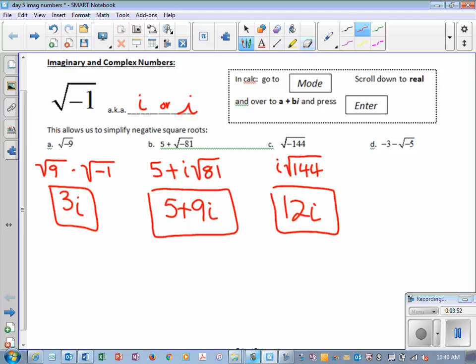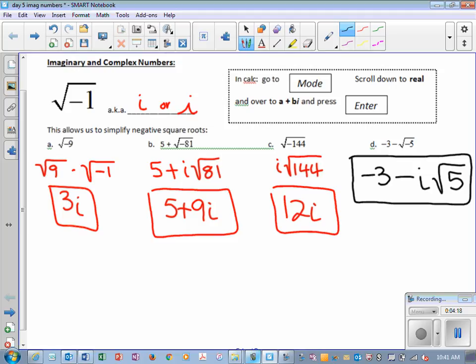So how about the next one? The real number part stays the same, -3 minus. I have a square root of -5. Do I have a negative inside the square root? Yeah, so then an i comes out, and then now inside I have square root of 5. Can I simplify square root of 5? No. If you put that in the calculator, do you get a nice pretty number? No, right? You get a decimal. And 5 is a prime, so that's it. That's all you can do. Okay?